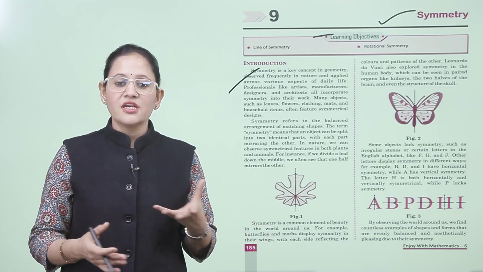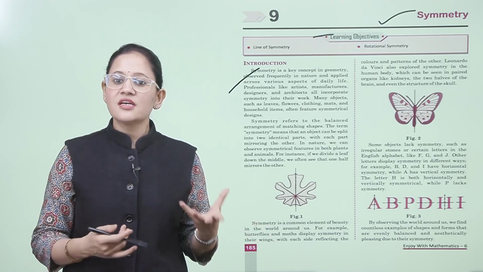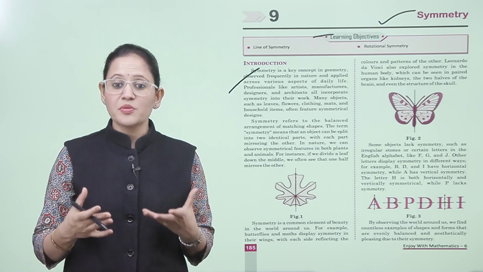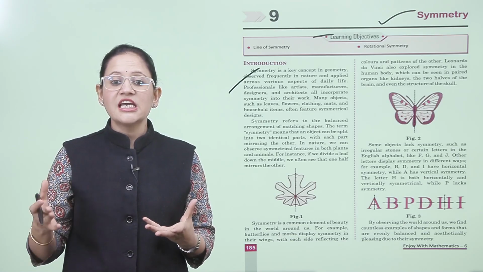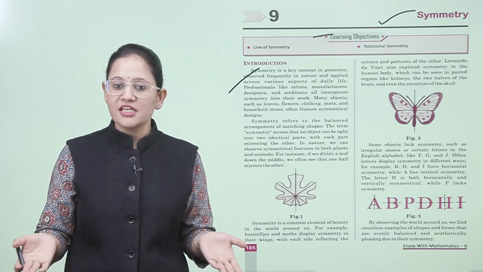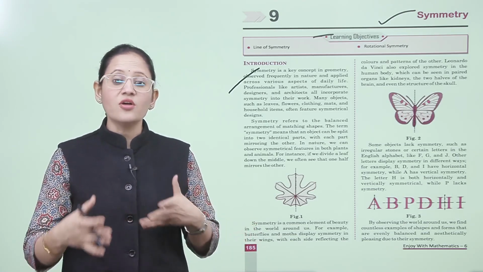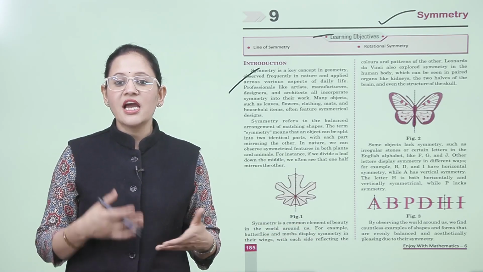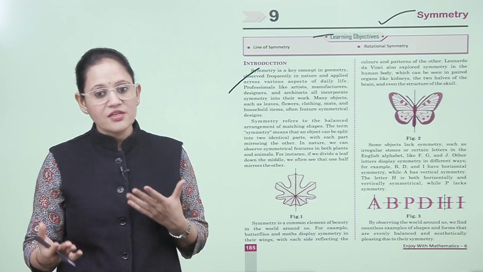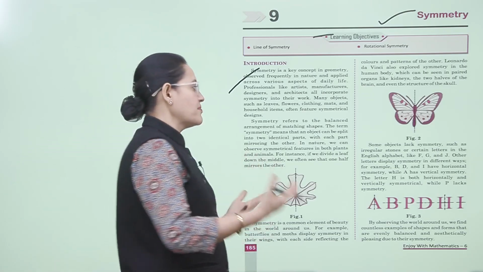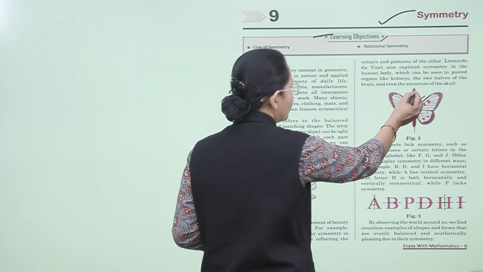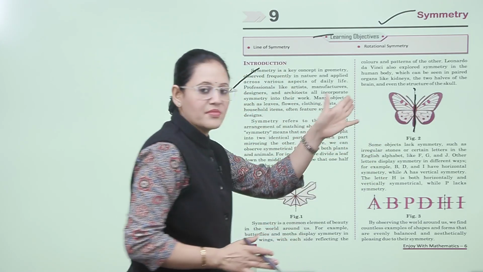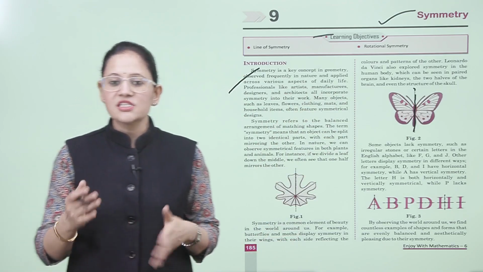Leonardo da Vinci, a famous painter, also explored symmetry in the human body, which can be seen in paired organs like kidneys. You can see symmetry in our organs also, like kidneys, in the two halves of the brain and even the structure of the skull. So you can see symmetry in many things. Like here you can see this line will divide the given butterfly into two equal halves. One half is the mirror of the other part. So this is the line of symmetry.